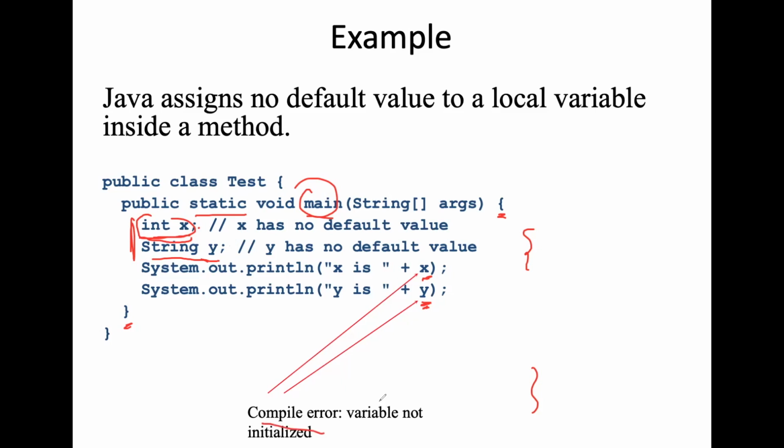At compilation time, your code will not compile. You'll get something to the effect of variable x may not have been initialized, and variable y may not have been initialized, compilation error. To fix this, you will want to assign x or y some default value. Even if you just do x equals 0 or y equals null, these are default values that would enable you to compile your code without such compilation error.